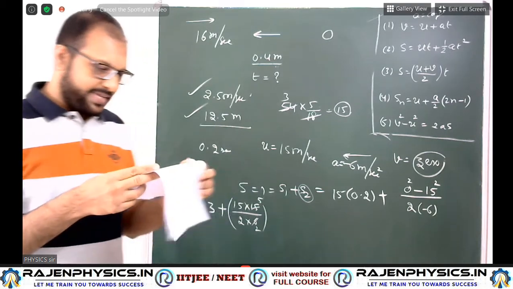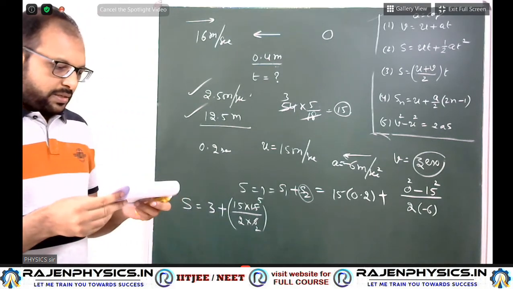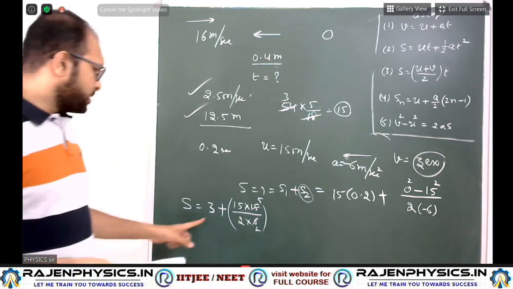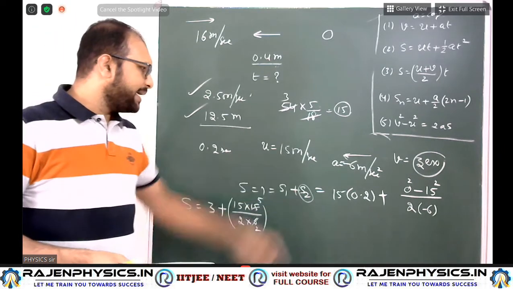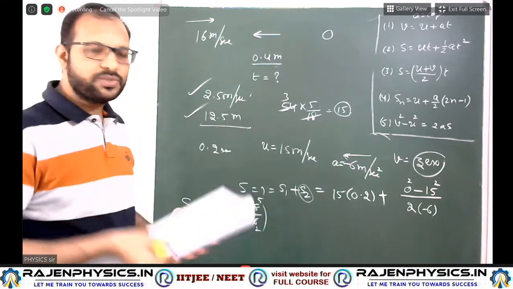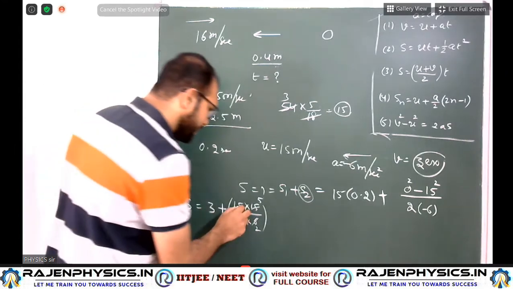Problem number 6. Students, S1 plus S2, combine it. How much will you get? Later, simplify, then you will get. One student told one answer, and I am checking whether it is correct or wrong.